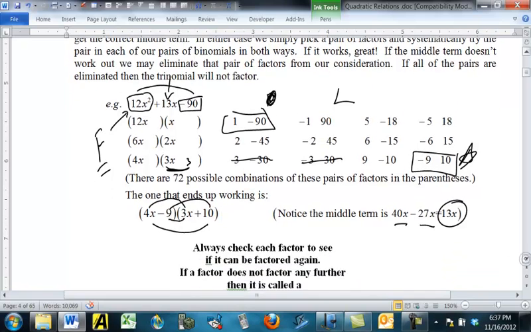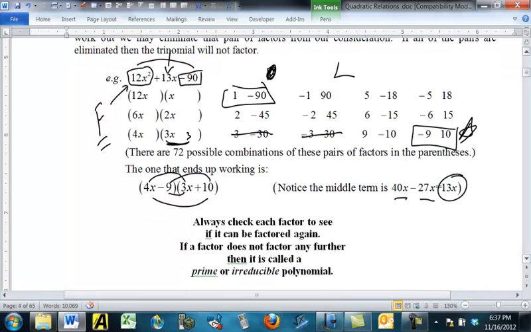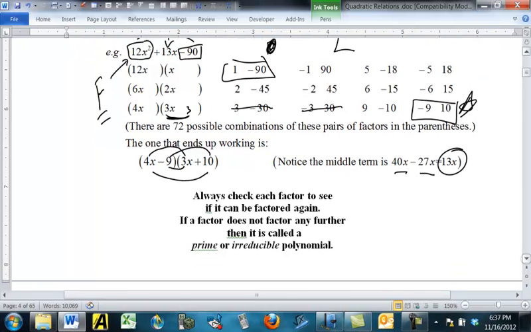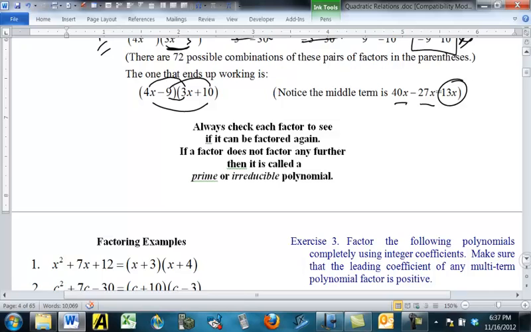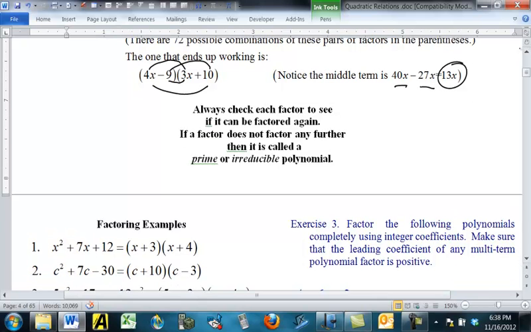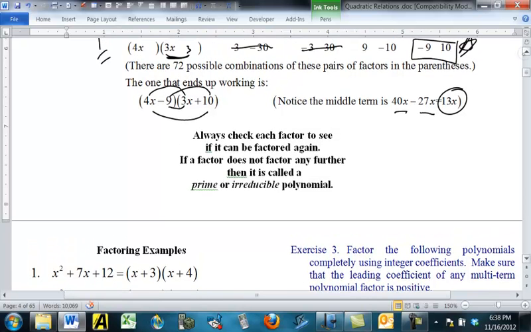So always check it. Then check each factor to see if it can be factored again. If a factor cannot factor anymore, it's called prime or irreducible, just like we call it when you can't factor a whole number anymore.